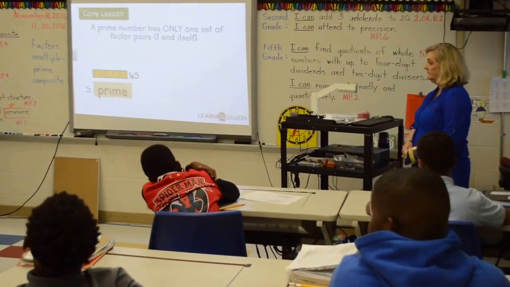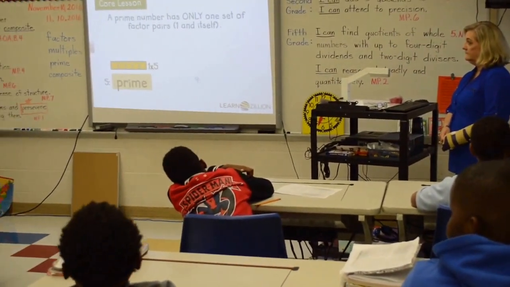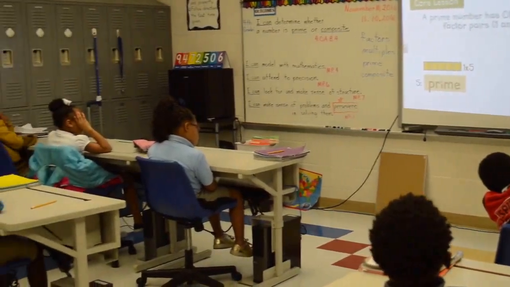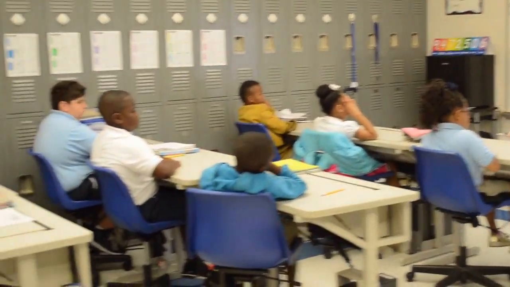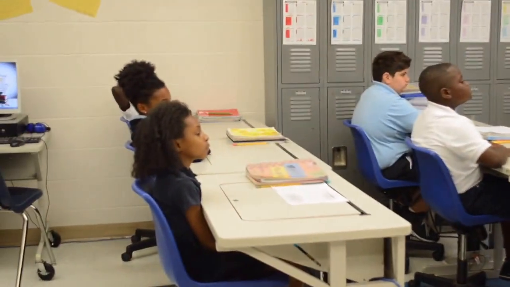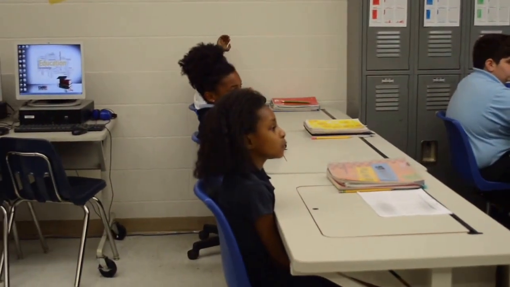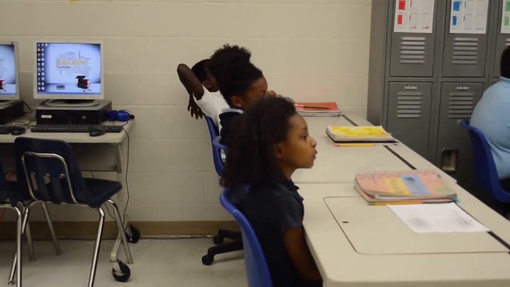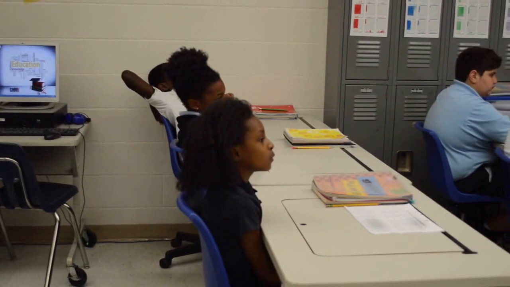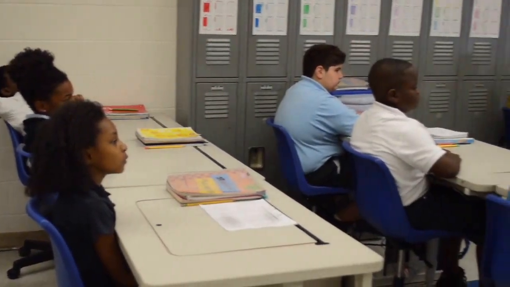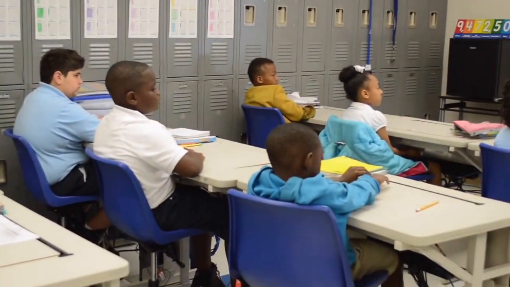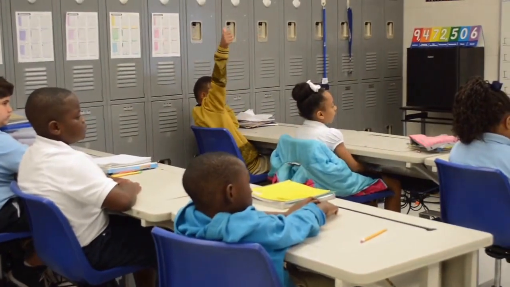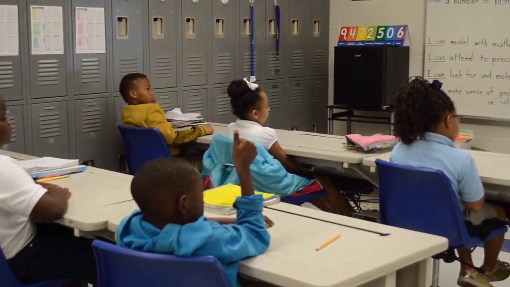That makes it a prime number. How about the number 9? We can make one array that is a 1 times 9. And if we try to make another array, we notice that we can make a 3 by 3 array. So 9 can be shown with 2 different sets of arrays, 2 different sets of factor pairs. So it is called a composite number.